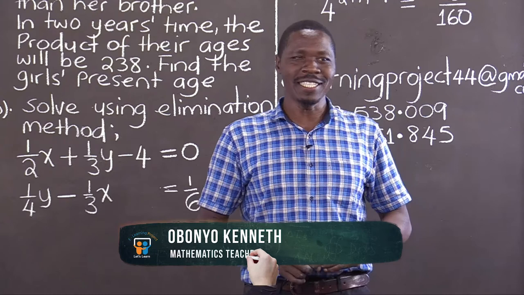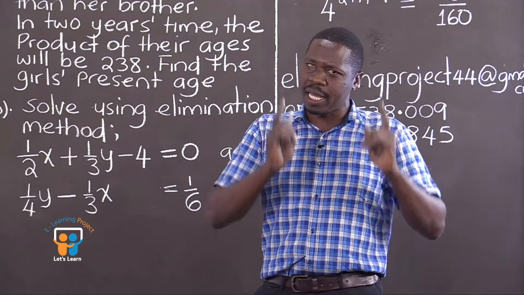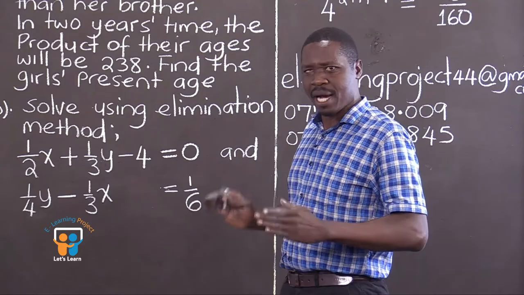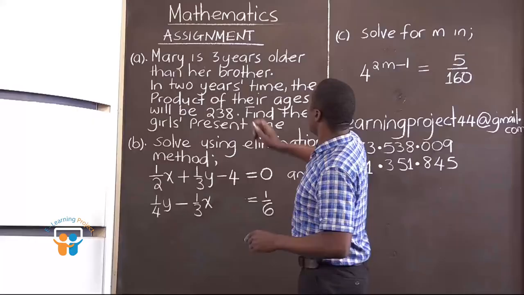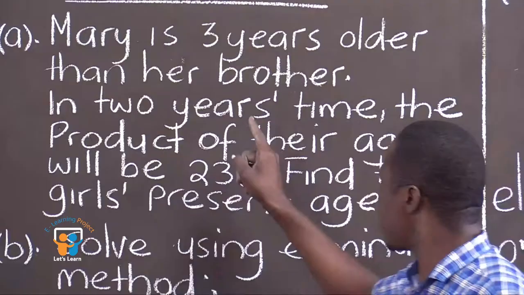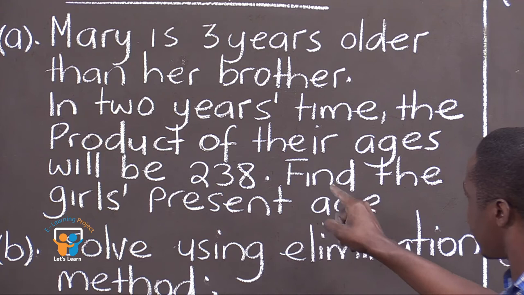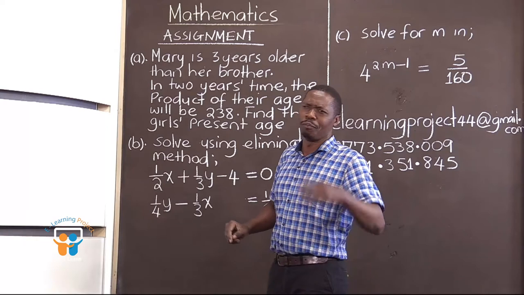Now, some simple homework for you. Some of you don't want to do homework. But the day I will come to your homes checking house by house, do this homework, please, and forward the answers so that I can mark them. Number one says Mary is 3 years older than her brother. In 2 years' time, the product of their ages will be 238. The examiner wants us to find the girl's present age. Which girl is that? Not Obonyo again. The girl is Mary.